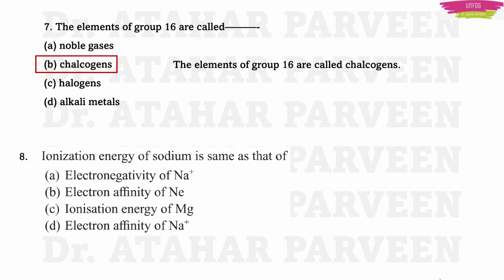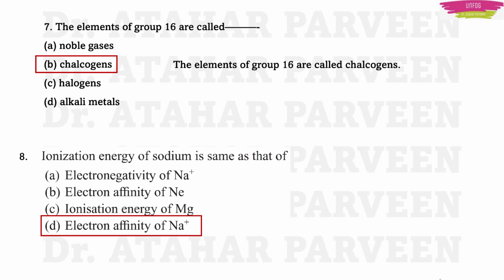Okay. Next, question number 18. The question is, ionization energy of sodium is the same as that of. Now, the answer to this, I will blindly take the answer. It is electron affinity of sodium. Why? Because ionization energy is the amount of energy required for the atom to lose the electron. Electron affinity is the amount of energy liberated when that electron is added in that atom. In both cases also, energy required will be same, right?